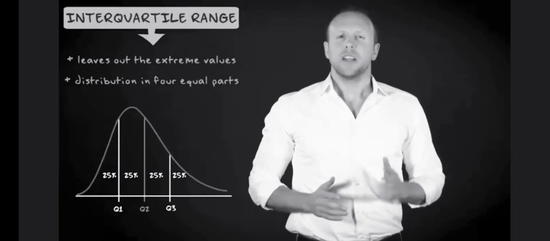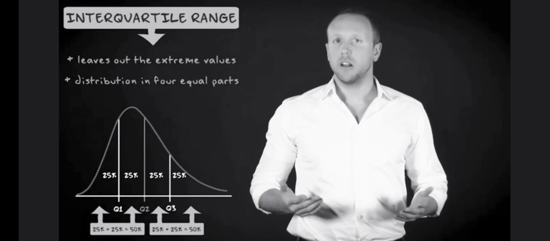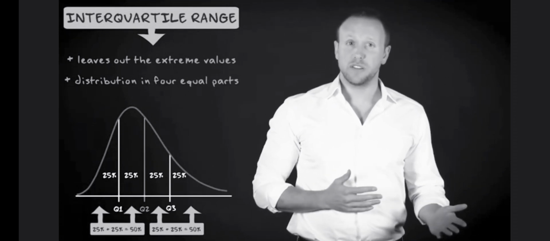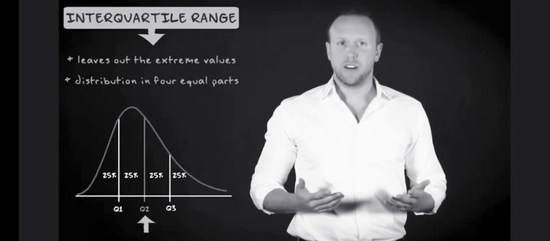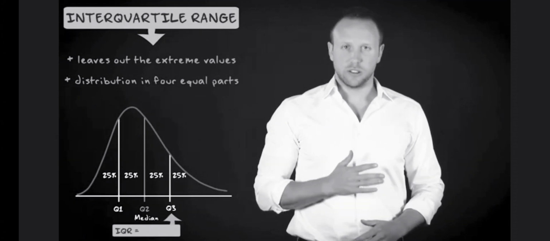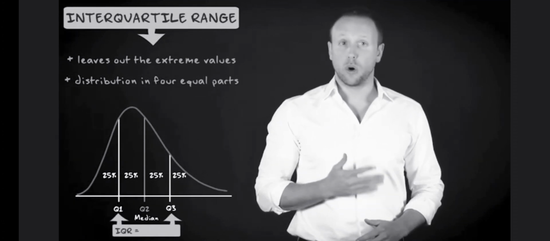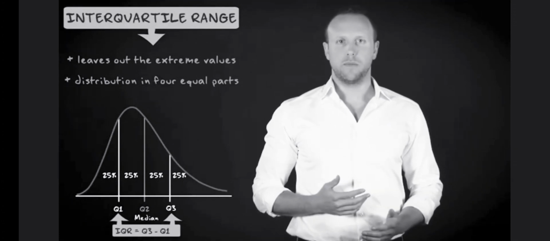As you can see, the second quartile divides the distribution in 2 equal parts. After all, 50% of the values is below this value and 50% lies above the value. Q2 is therefore the same as the median. The interquartile range is the distance between the third and the first quartile, or in other words, IQR equals Q3 minus Q1. Let me show you how to compute it by going back to the tattoo density example.